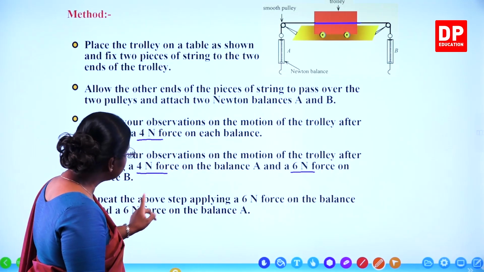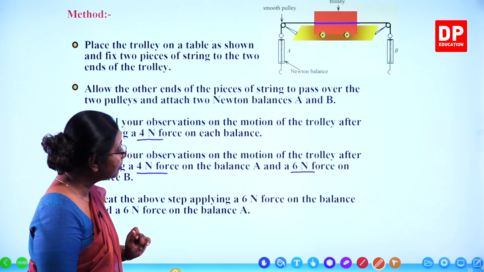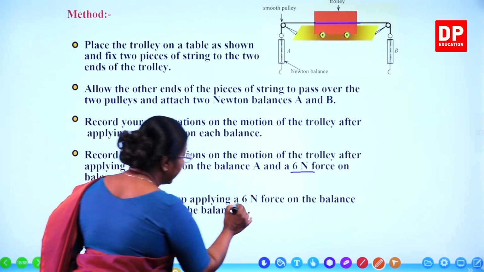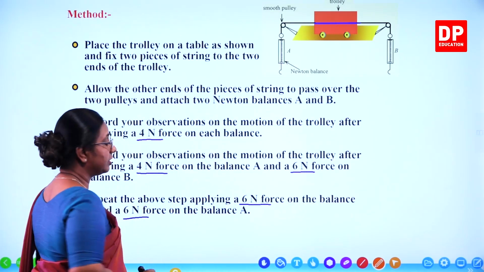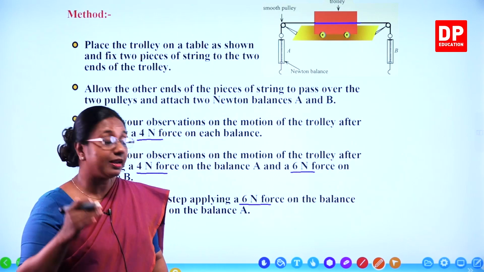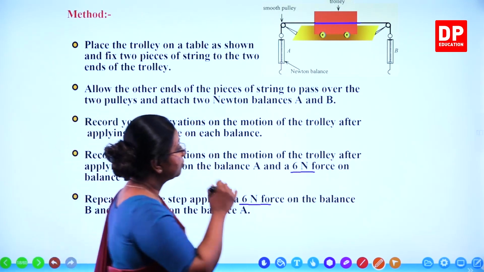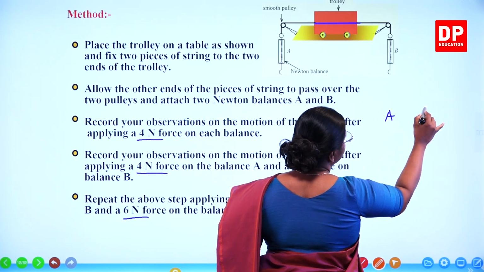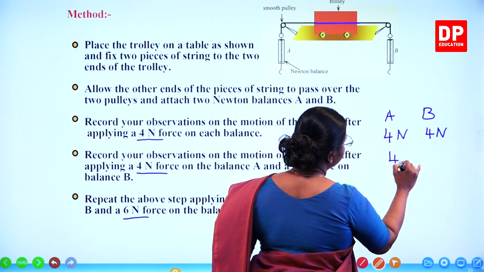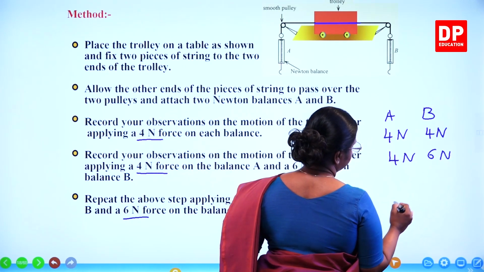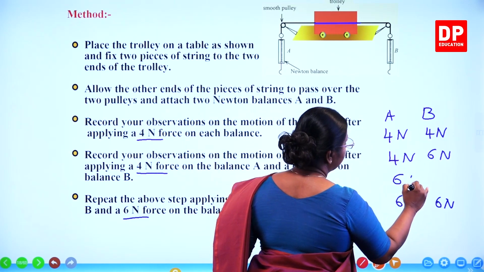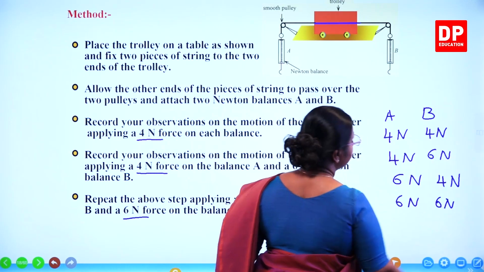Then again repeat the above steps, applying a 6 Newton force on balance B and 6 Newton force on balance A. Here again we apply equal forces, 6 Newton, on both balances, greater than the first instance. So initially, the values are going to be 4 Newton, 4 Newton. Here we are going to have 4 Newton, 6 Newton. Then we have 6 Newton, 6 Newton. If you like, you can also make this 6 Newton and this 4 Newton.